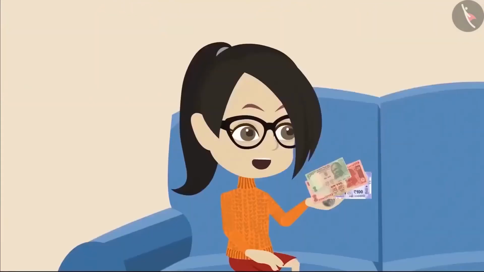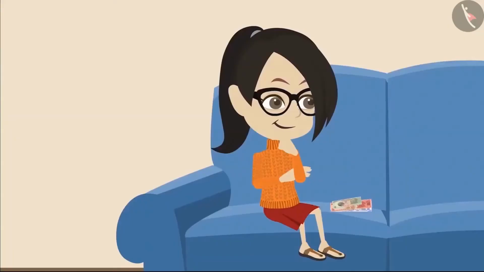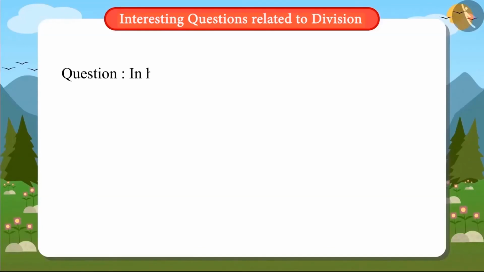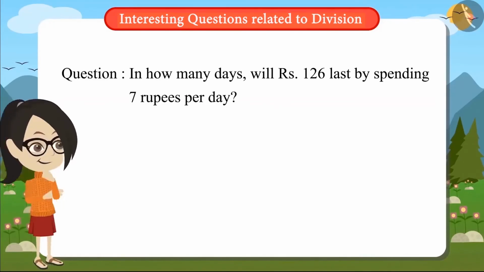From my school canteen, I buy 1 kachori each for 7 rupees. So, like this, every day I spend 7 rupees. Vandana now has to find out in how many days she will be able to spend 126 rupees by spending 7 rupees per day. Can you help Vandana find this out? Let's see how Vandana solved this problem.